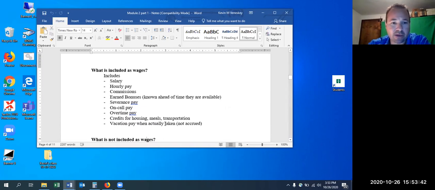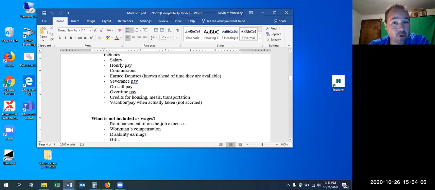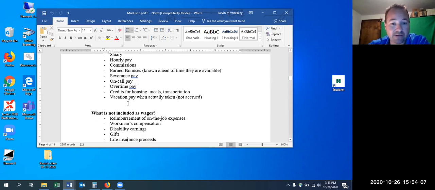One of the things we've got to talk about is, well, what is a wage? What's considered compensation? You can go through and see that most of these are pretty common sense. Your normal salary or hourly pay, depending on how you are. Commissions and bonuses are all included. Pay that you get when you leave the position, or if you get fired, sometimes you still get severance pay. Anytime that you're on call and you might get paid, that counts.